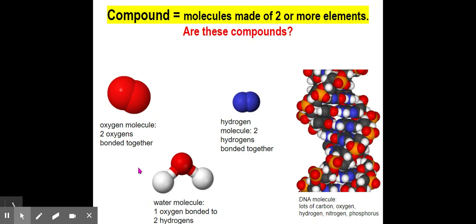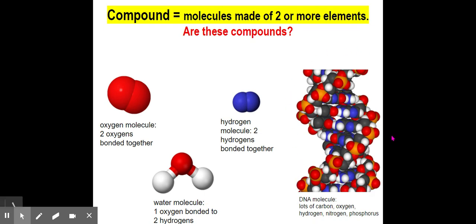How about this water here? Water is one oxygen bonded to two hydrogens. So is a water molecule a compound? No. Yes. No, it is. I messed up. Sorry about that. Yes, it is. It is a compound because it's made out of two different kinds of atoms. Okay, hydrogen molecule, compound or not? Not, because they're two the same. You've got to have two different elements for it to be a compound.